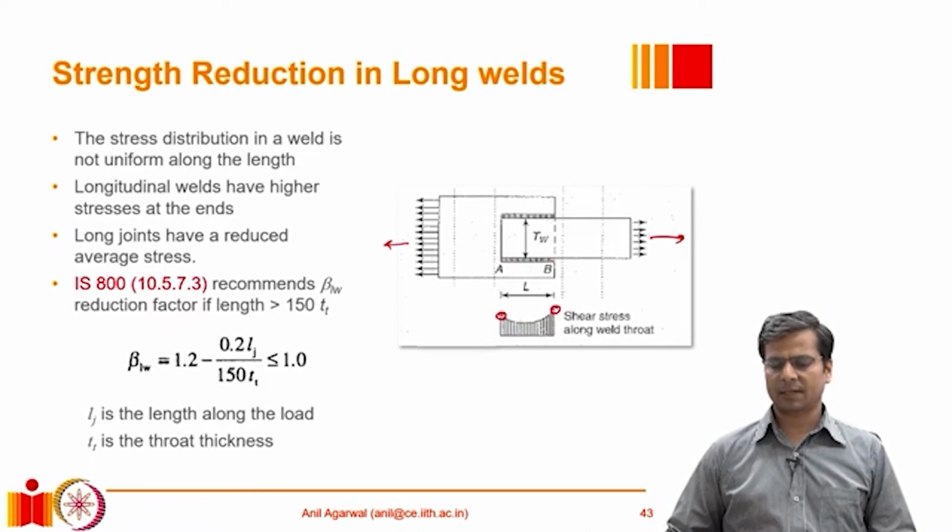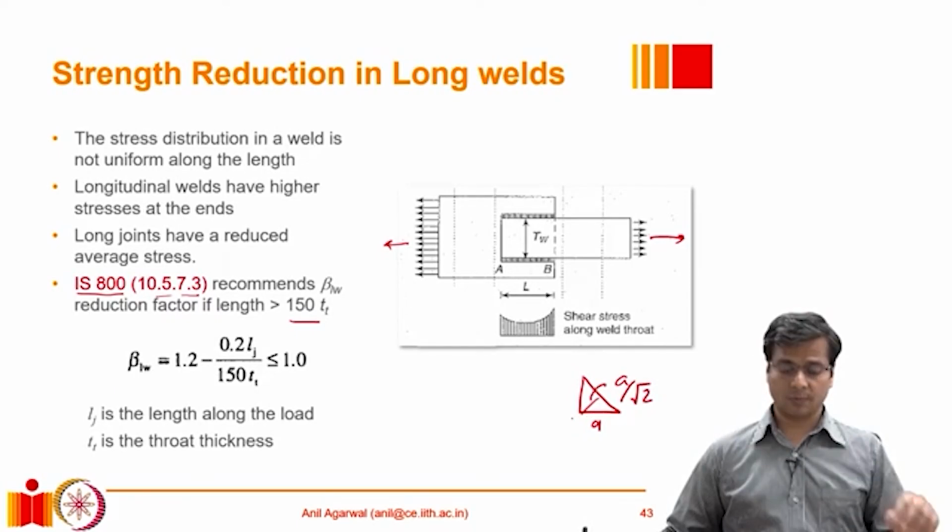As soon as one portion of the weld starts to fail, we have to consider the weld to have failed, and because of that requirement, we cannot simply take the ultimate strength at any place as the actual strength of the entire weld. This kind of situation arises especially when the weld is very long. So the recommendation in our Indian standard IS 800, clause 10.5.7.3, is that if the weld is longer than 150 times the throat thickness of the weld. So if it is a fillet weld, the throat thickness would be A divided by root 2. This is A. So TT will be A divided by root 2, and 150 times that.